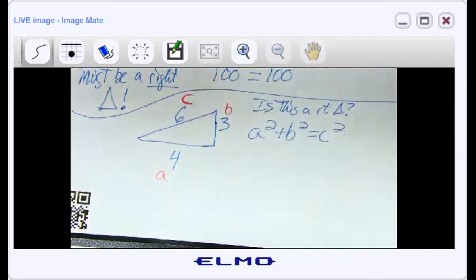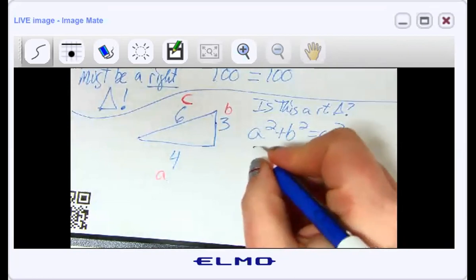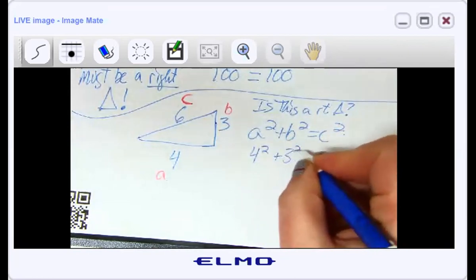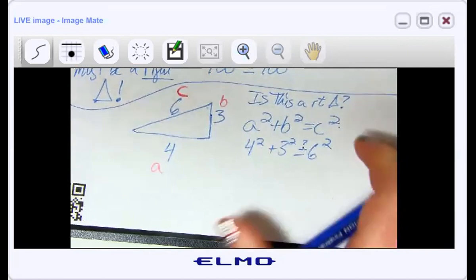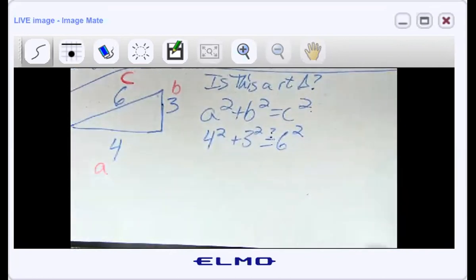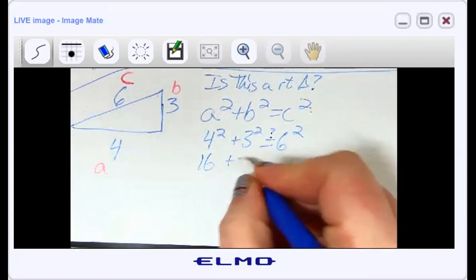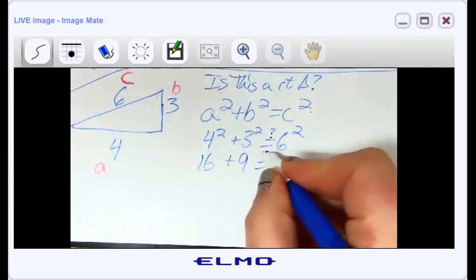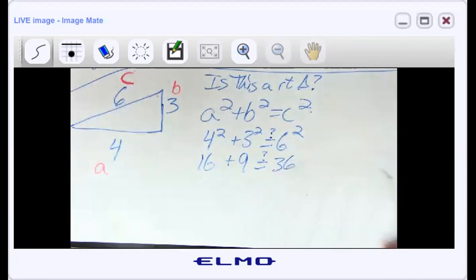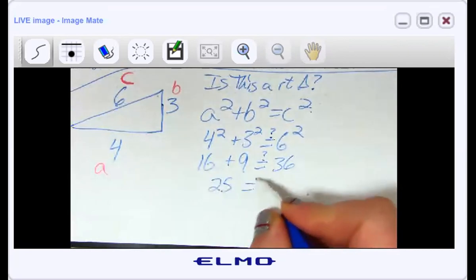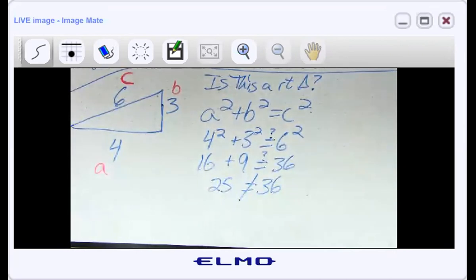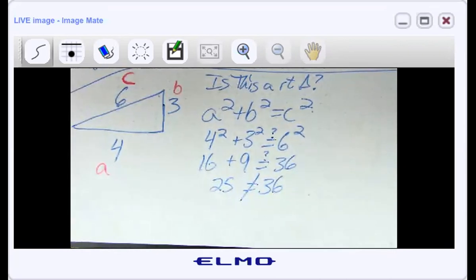So when I plug everything in, I'm going to get 4 squared plus 3 squared, and then I'm questioning if it's equal to 6 squared. Well, let's see. If I do 4 squared, that's 16. 3 squared is 9. Is that in fact equal to 6 squared, which is 36? Well, this time it's a no, because 16 and 9 is only 25. And 25 does not equal 36. So this means that this thing cannot be a right triangle.